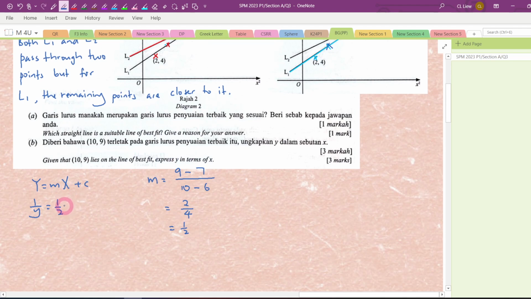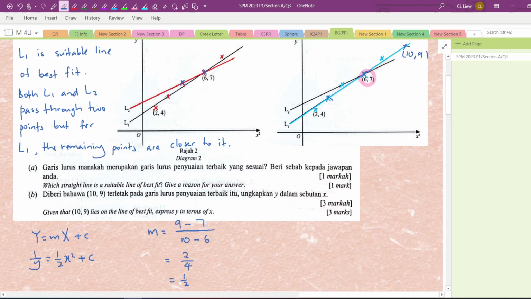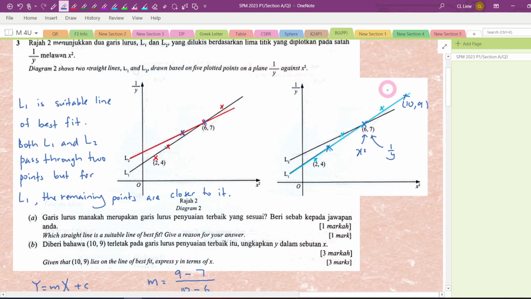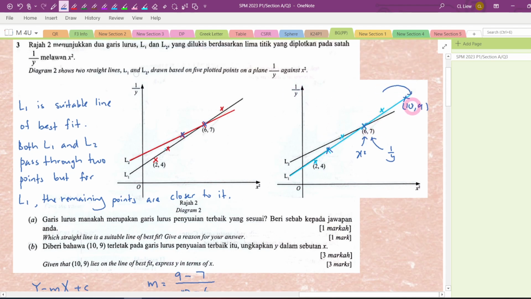Okay, just plug in here: 1 over 2 x squared plus c. The next thing that we need to do is to find the value of c. We can use this point or this point, both are okay. You will get exactly the same answer. But you need to be more careful. The 6 here is actually not x, but x squared. The 7 here is not y, but 1 over y. Same thing applies here. If you are using this point, the 10 is actually x squared, and the 9 is 1 over y.